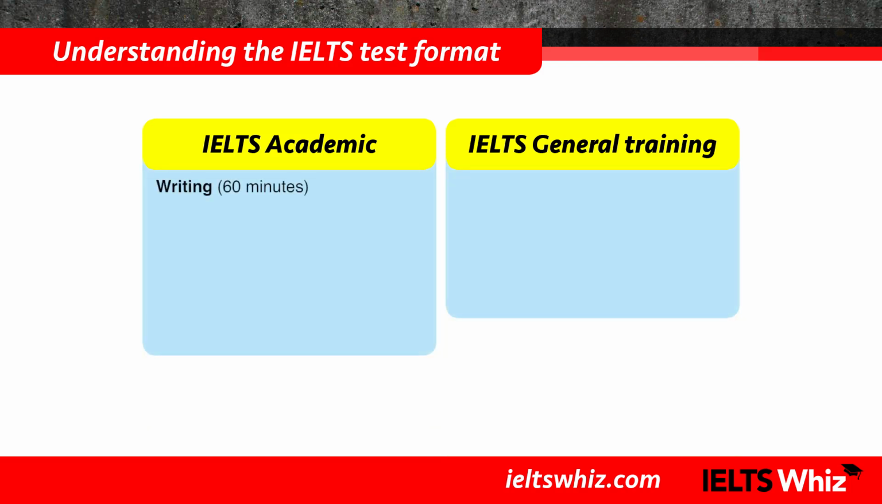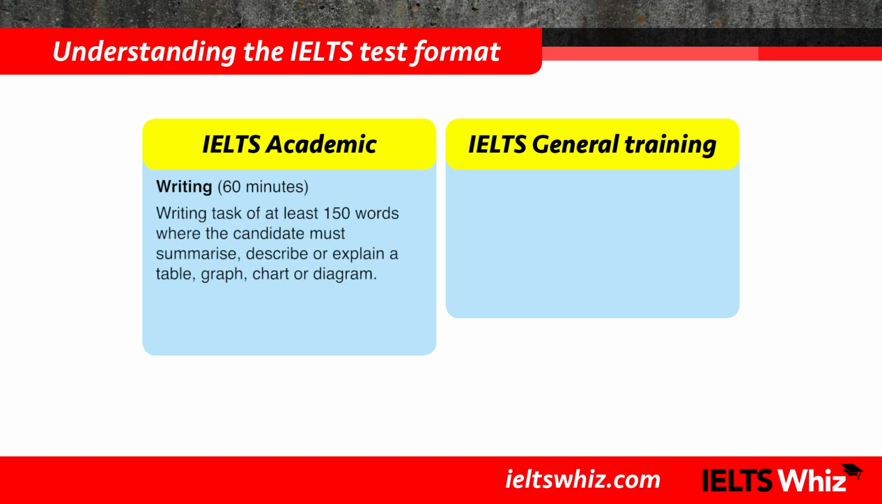The Ielts Academic Writing test takes 60 minutes, and there are 2 tasks. During Task 1, you need to write at least 150 words, and you must summarize, describe, or explain a table, graph, chart, or diagram. Task 2 is a short essay task of at least 250 words, where you will often need to give your opinion on a certain topic.